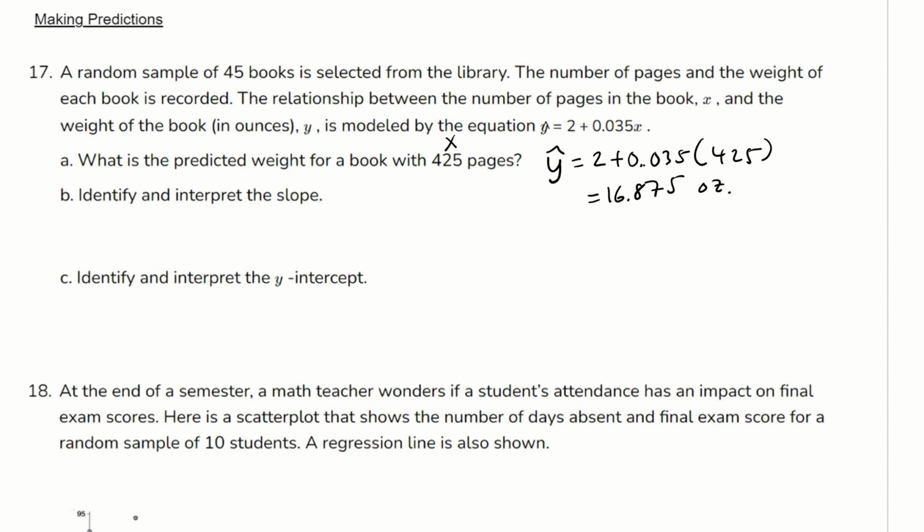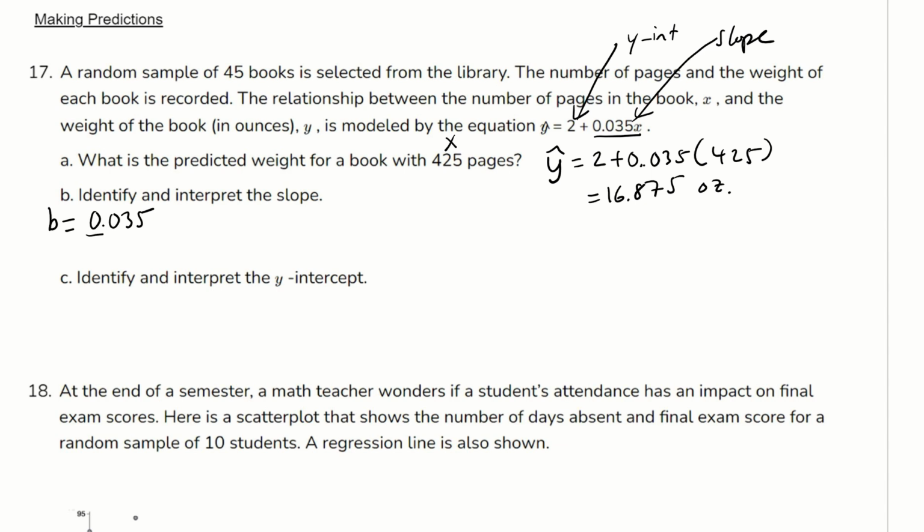All right, so we want to identify and interpret the slope. Remember that this is the y-intercept, and this is the slope. 0.035 is the slope, and the y-intercept is 2. So the slope is 0.035. Let's first identify that. That's b.